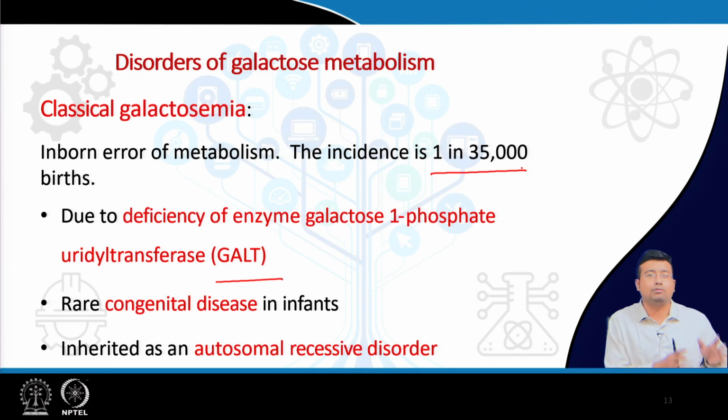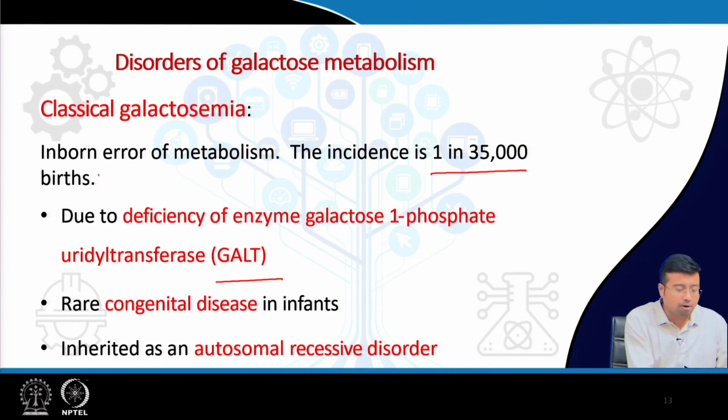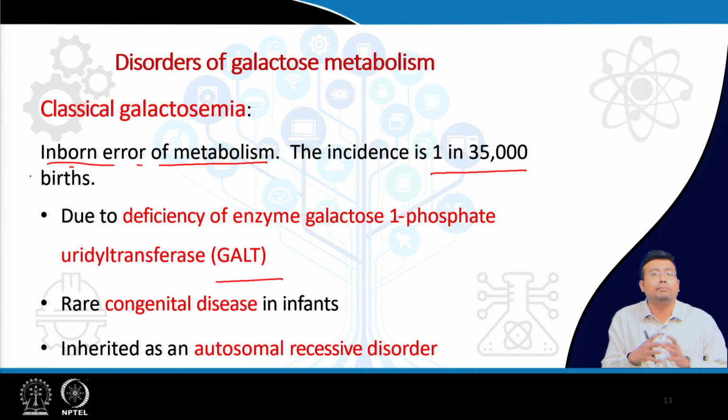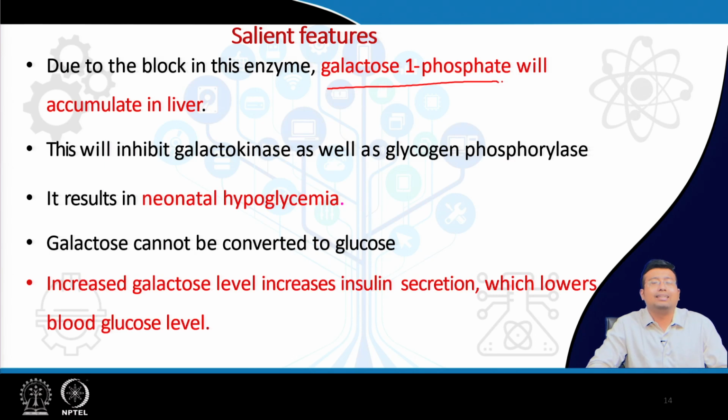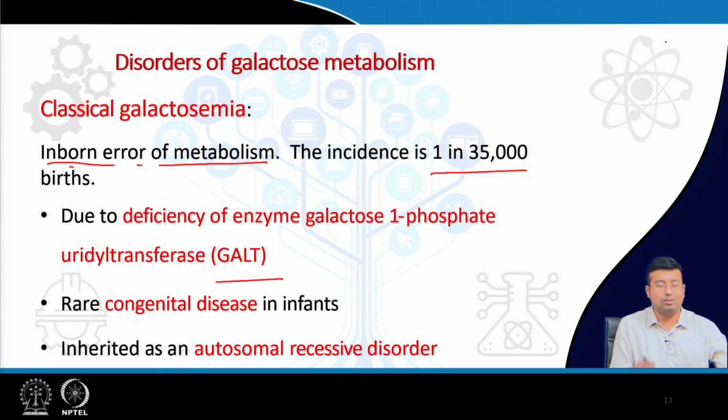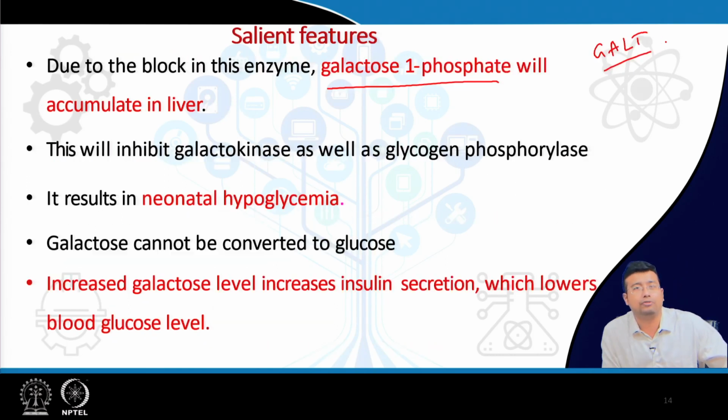So, the rate of expression is actually very low, but still this is an inborn error of metabolism, meaning the baby is born with a disorder where one metabolic enzyme is absent, leading to expression of a clinical disease with multiple symptoms right from birth. What will happen? You can easily guess. Galactose 1 phosphate will accumulate in the liver. Who acts on galactose 1 phosphate? Galactose 1 phosphate uridyl transferase, this enzyme GALT, which is actually deficient. We are talking about GALT deficiency.